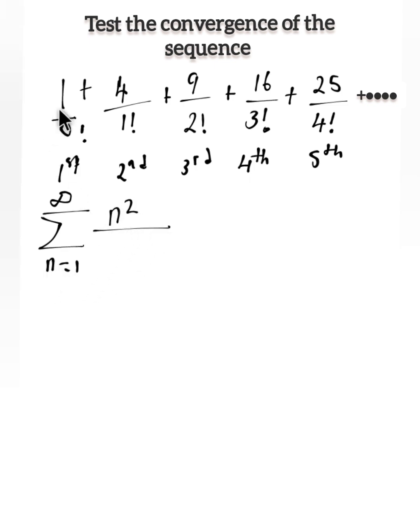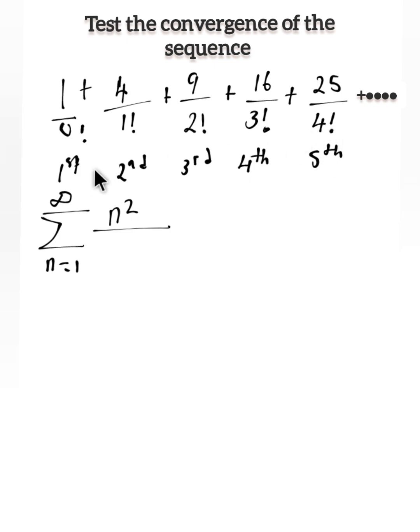When n is 1, 1. When n is 2, 4. When n is 3, 3 squared is 9. When n is 4, 4 squared is 16. When n is 5, 5 squared is 25. So what about the denominator? Now let's compare. The first term gives us 0. Second term gives us 1. Third term gives us 2. Fourth term gives us 3. Fifth term gives us 4.